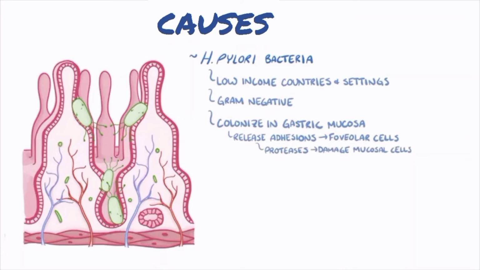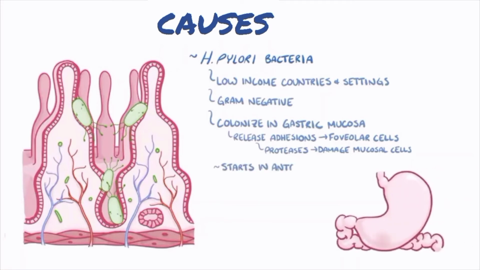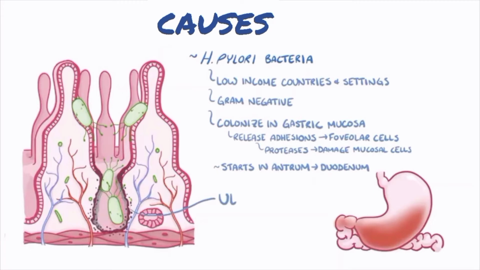The majority of individuals with H. pylori don't develop any problems, but sometimes it causes a patchy pattern of damage that starts in the antrum, and it spreads to the rest of the stomach and eventually into the duodenum. Over time, the damage erodes deeper and deeper into the mucosa, eventually causing ulcers.